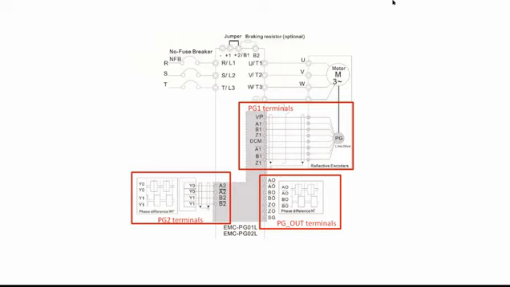So here I have two C2000 drives connected. I would like you to notice the different terminals which you can get on a normal PG card, on a normal ABZ PG card. And I will just share my camera right now.